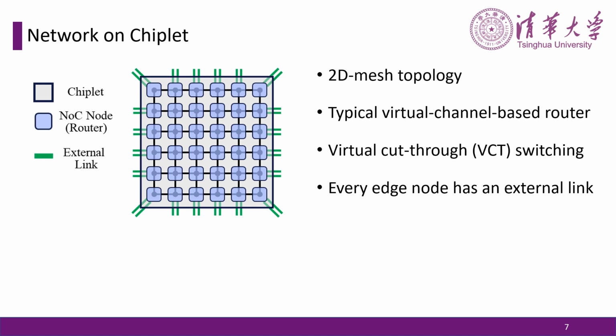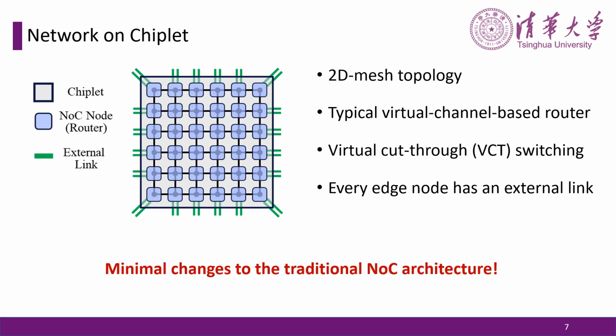First, I'd like to introduce the network on the chiplet. Limited by the layout and wiring capability of the chip, most on-chip interconnection networks have a flat topology. So we adopt the most commonly used 2D mesh as the topology of the on-chip network. The microarchitecture of the router is the typical virtual channel router, which contains a few separate buffers at each input port. The switching technology of the router is based on virtual cut-through, which is widely adopted in the on-chip network. In general, our methodology makes as minimal changes as possible to the traditional NoC architecture.